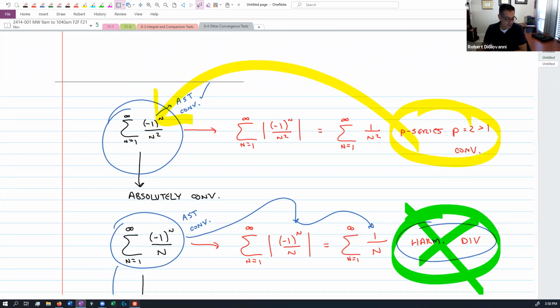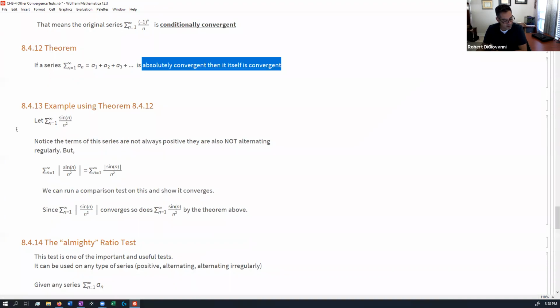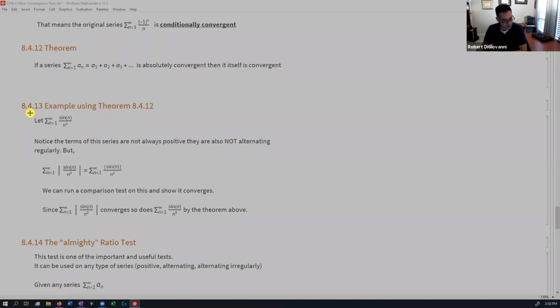So this is a way of checking for convergence on things. Watch, I'll show you. We'll do this example here. This is a nice one here.